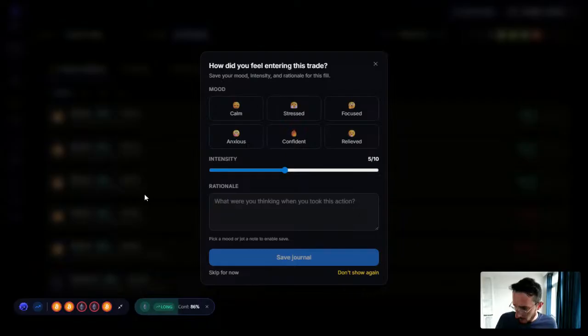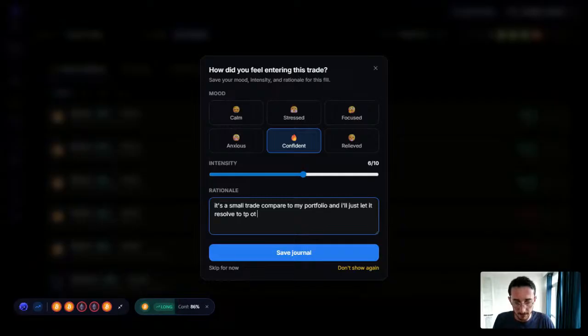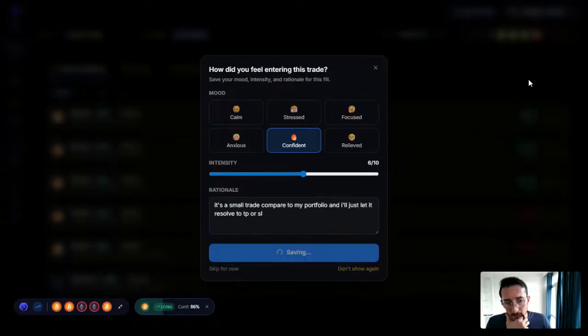Now what happens each time, it's only on the website, on the platform: each time you enter a trade, you can put in your mood. Right now I am confident at like 6 out of 10. And my rationale is that it's a small trade compared to my portfolio, and I'll just let it resolve to TP or SL. And I save it as a journal.